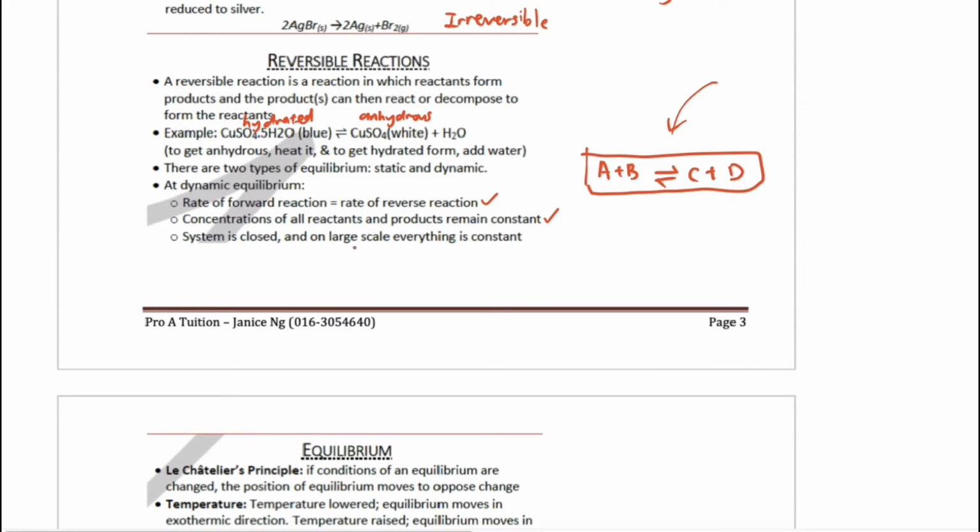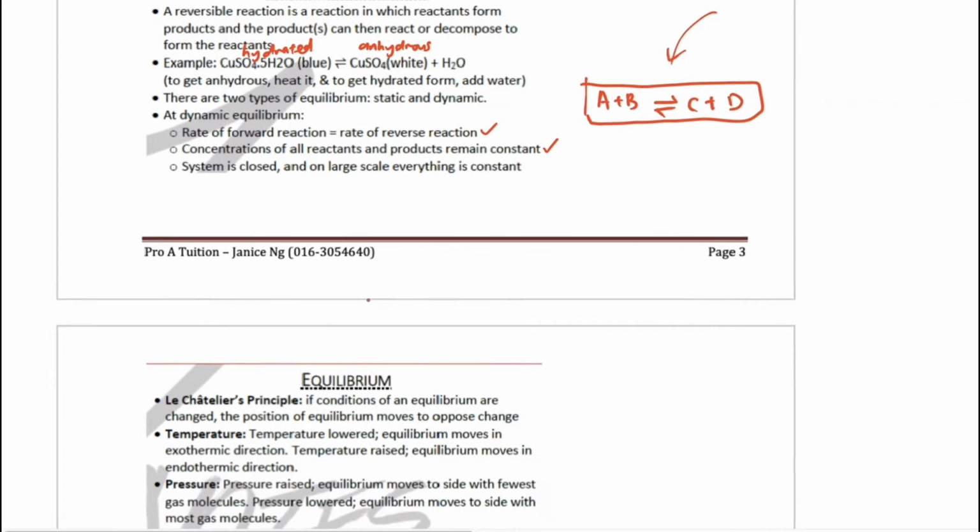And on a large scale means you have to use a lot of A, B, C, and D, a lot in terms of volume. You don't say that I use one drop of this, one drop of this, one drop of this, one drop of this, then maybe 2 liters to achieve equilibrium. One drop is not enough, so we have to use more. It's something like that.